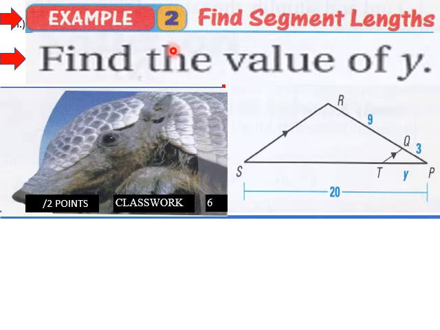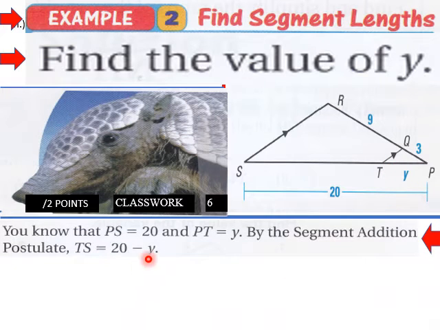Example 2, find segment lengths, find the value of y. So we got a situation here, these two lines here are parallel. That's what these solid arrows mean, they are parallel. This is 20, and then 3 and 9 on this side here. We need to find what y is. So you know that PS equals 20, PT equals y. By the segment addition postulate, TS equals 20 minus y.